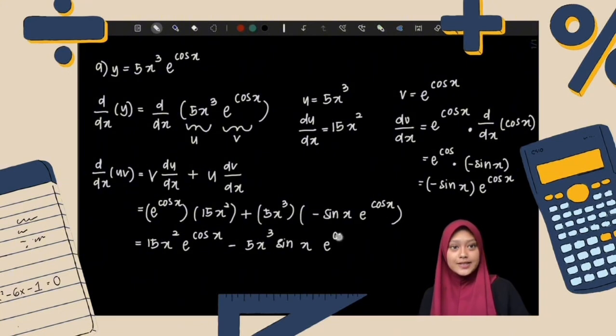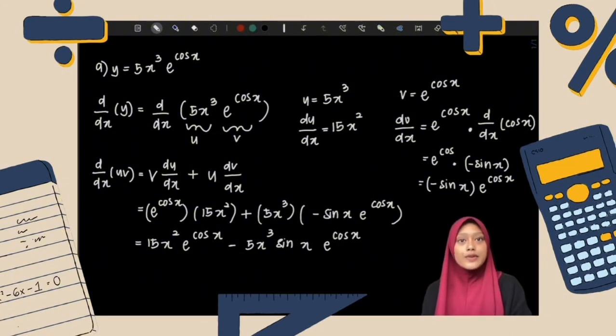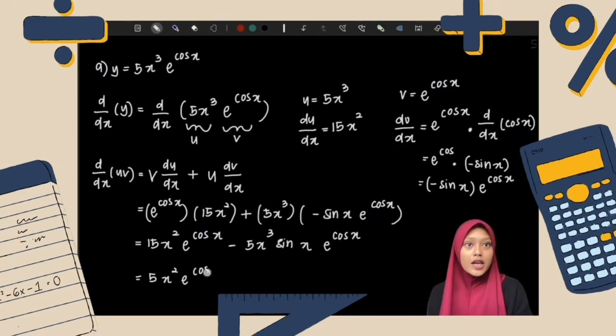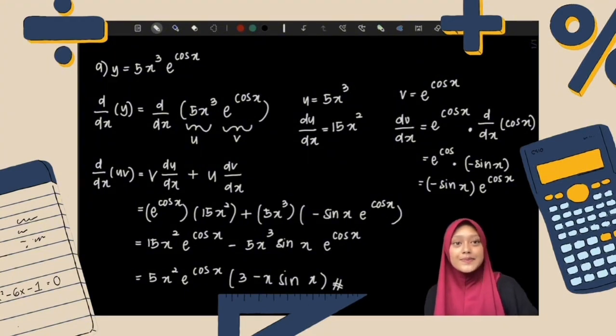Finally, we simplify the expression by factoring out the greatest common factor. Both terms share 5x squared and e to the power of cos x. When we factor those out, we are left with 3 minus x sin x inside the brackets. So, our final answer is 5x squared e to the power of cos x times (3 minus x sin x).